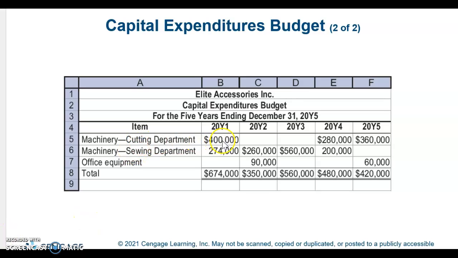For machinery in the cutting department, we plan to buy new in these years. And machinery for the sewing department, we plan to buy new in these years. And for office equipment, we plan to buy new in these years. So our total for each year tells us how much we need to budget for capital expenditures. Again, this is buying new machinery and office equipment.